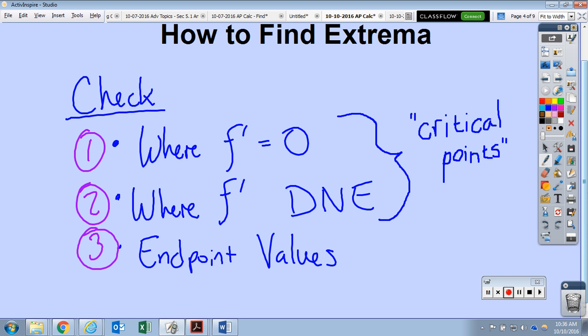I still don't understand. Before, we had talked about how these relate to extrema. How do these three things that you check find the extrema? How does it cover everything? How does it even connect?